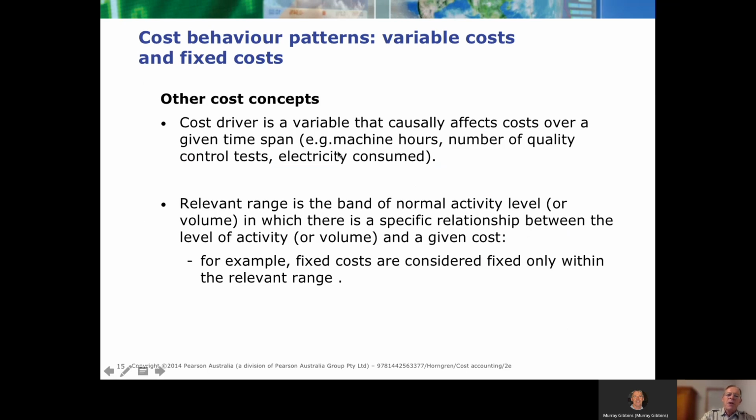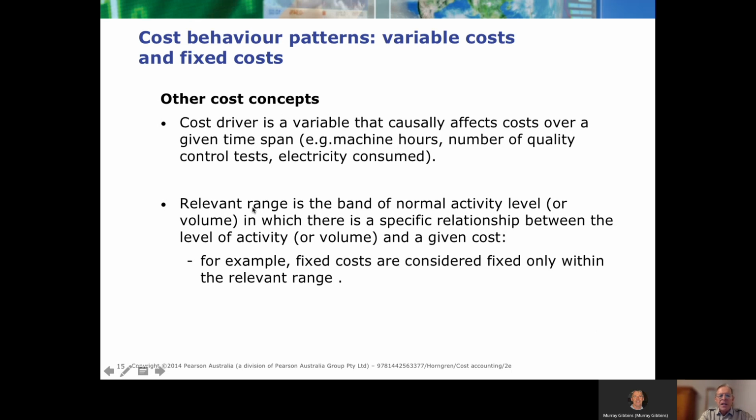Well, what's the other thing we're interested in looking at in calculating variable costs and fixed costs is the cost driver. What is it that's affecting the costs over a period of time? What is it that's driving the cost up? It's normally the denominator, dollars on the top, the denominator is what is it that we're going to use to calculate the total cost. So it could be machine hours that's driving the cost up. The more machine hours, the greater the cost. Could be the number of quality control tests, the electricity consumed. So cost driver is important when we're trying to cost out activities.